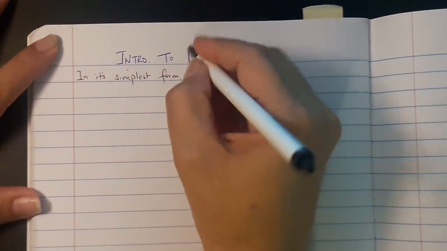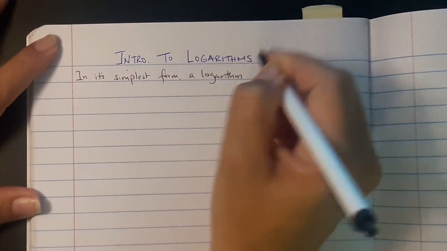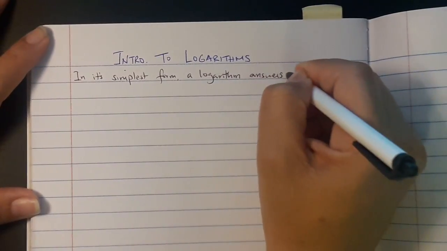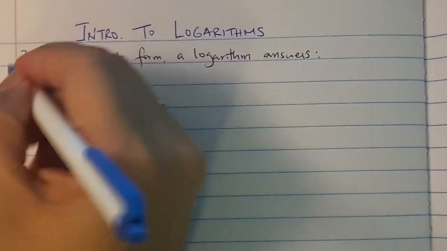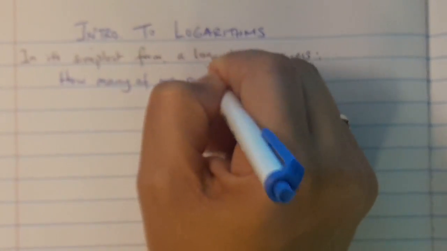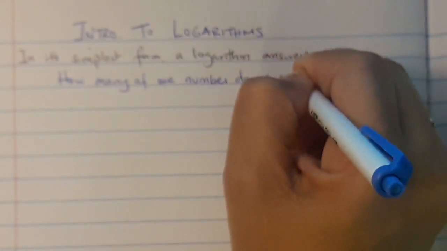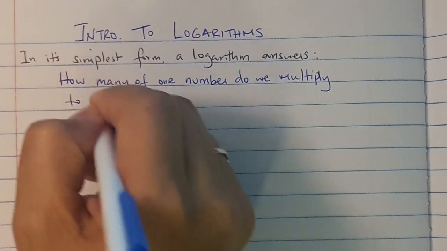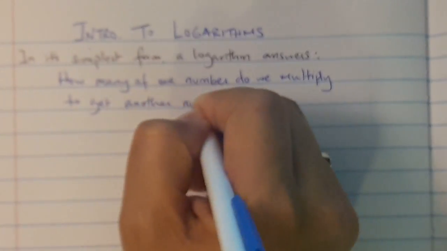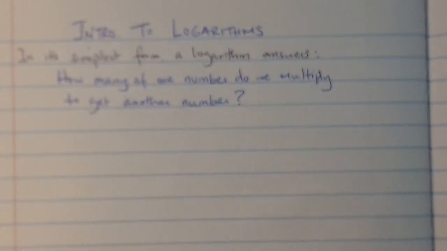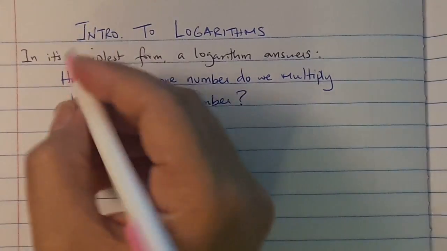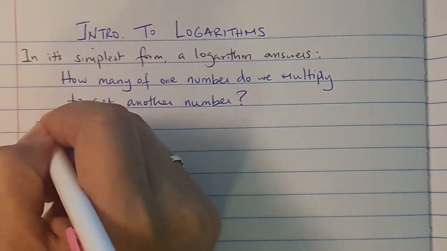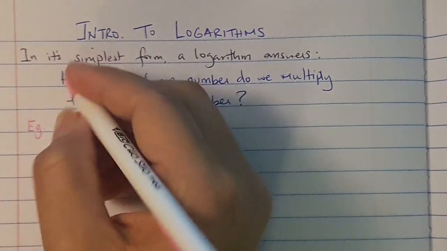Alright, so intro to logs. In its simplest form, a logarithm answers the question, how many of one number do we multiply to get another number? So for example, how many 2's do we multiply to get 8?